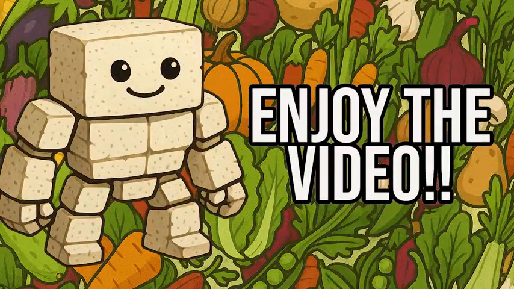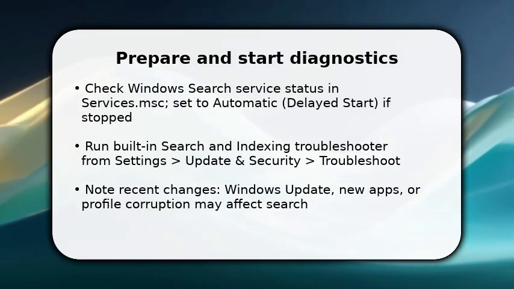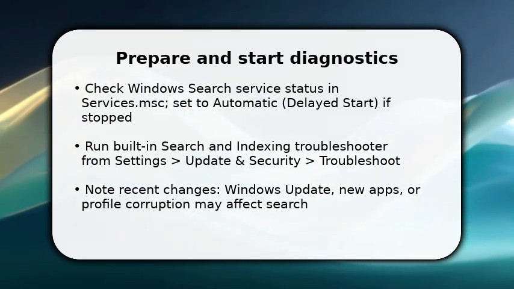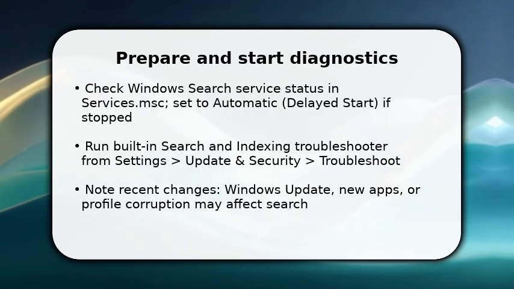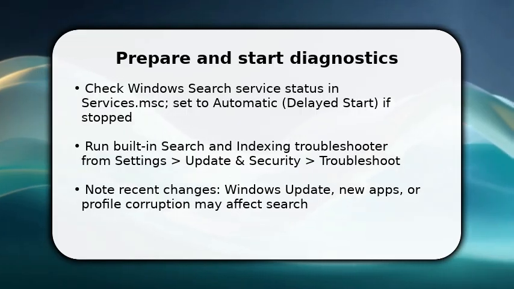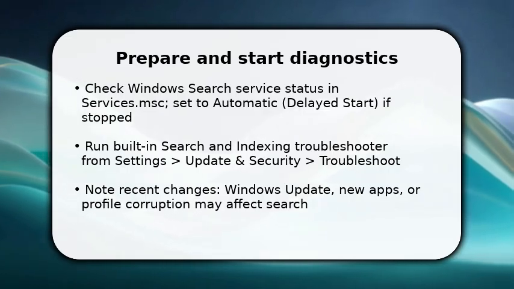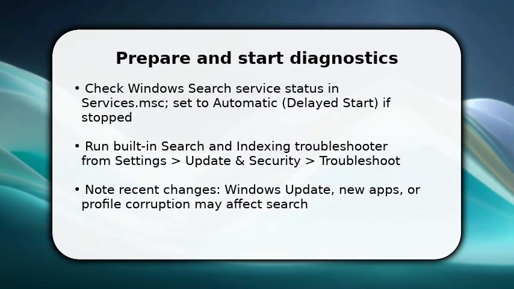Please enjoy the video. You begin by confirming prerequisites and launching the first actions. Open services.msc and verify Windows Search is running. If not, set it to automatic delayed start and start it. Once done, open Settings, Update and Security, Troubleshoot, and run the Search and Indexing Troubleshooter to detect common issues.